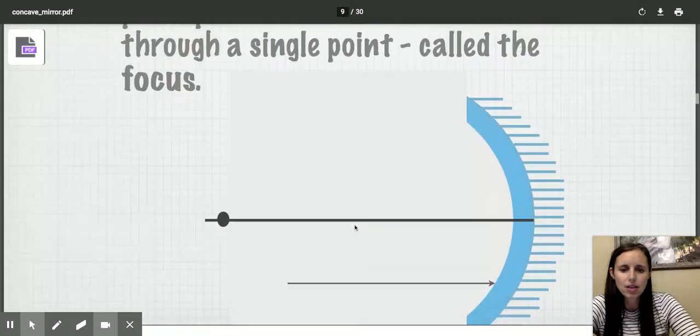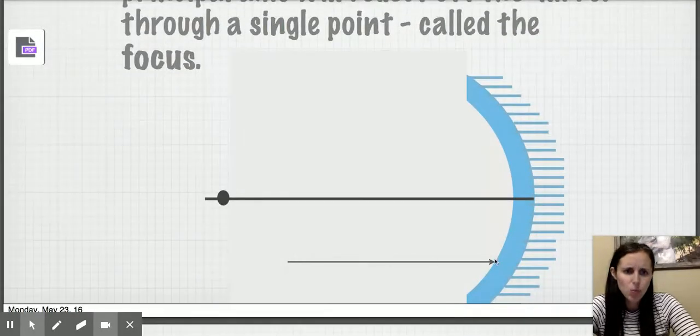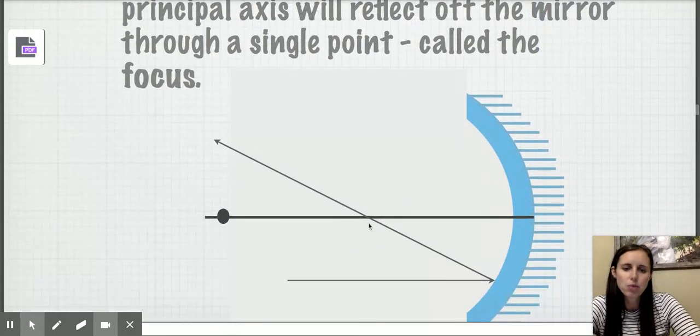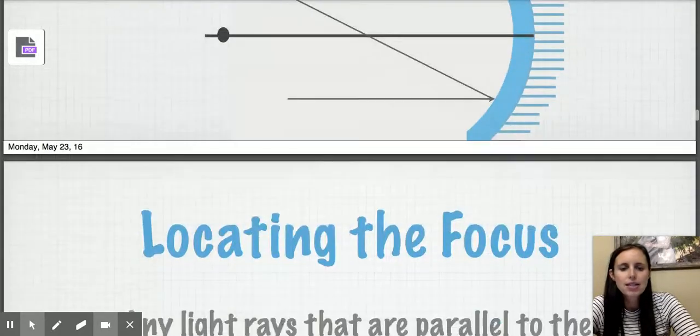So let's take a look at this using one light ray. We have one light ray come in, and this light ray is going to reflect back. Now remember, this is a curved mirror, not a straight mirror. So this is going to reflect back, not necessarily at the angle of incidence, because it's a curved mirror. It's going to reflect back through this point right here. So we've got our incoming incident ray, we've got our reflected ray, and notice that it's crossed this point on the principal axis.